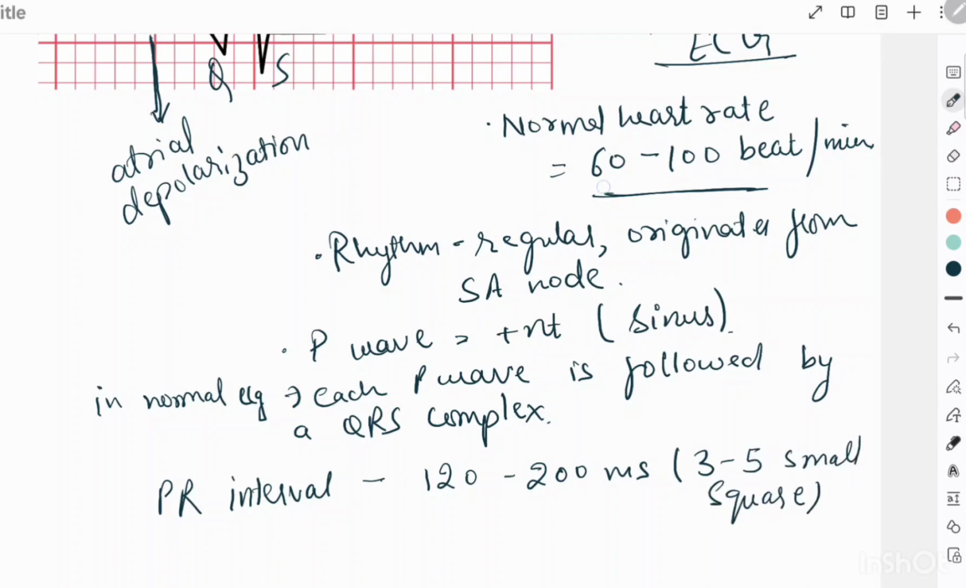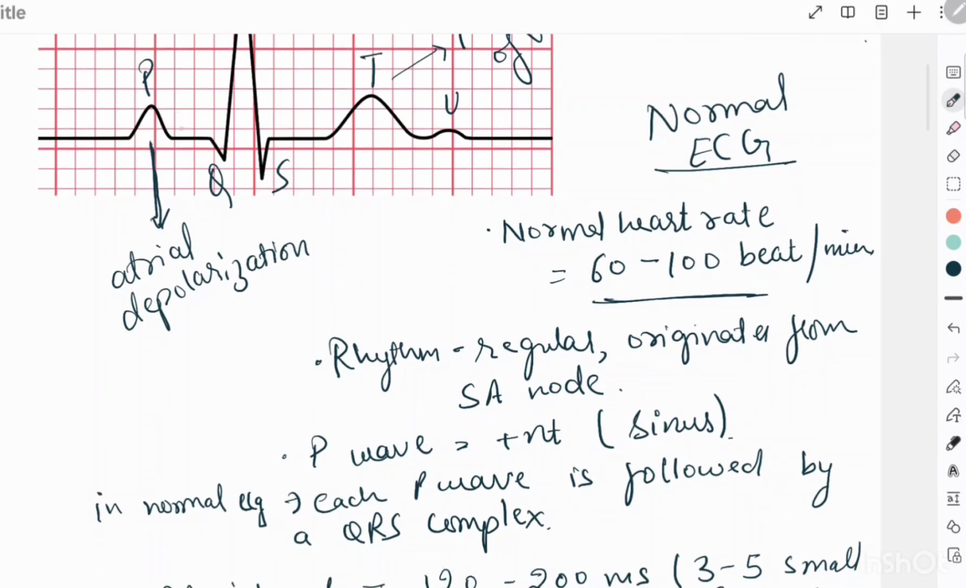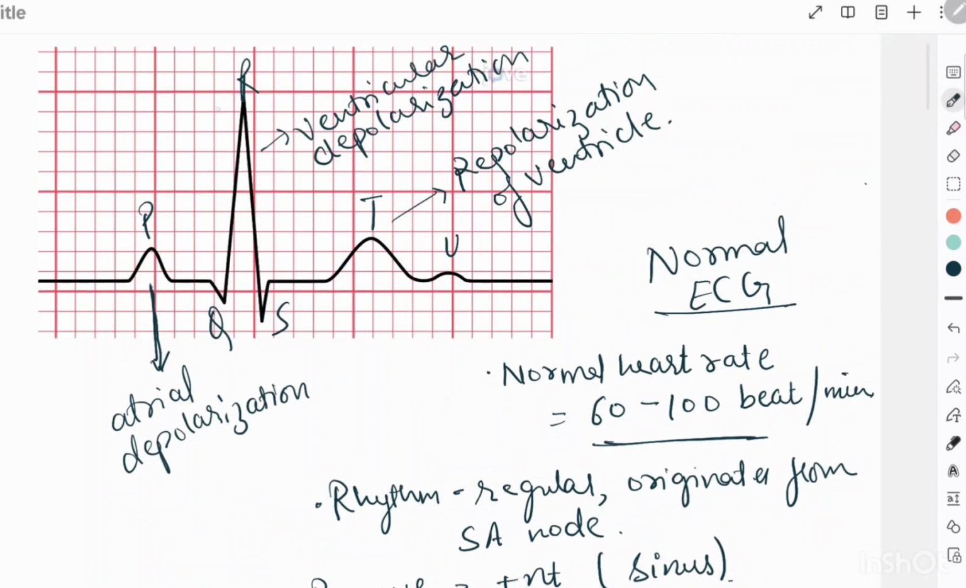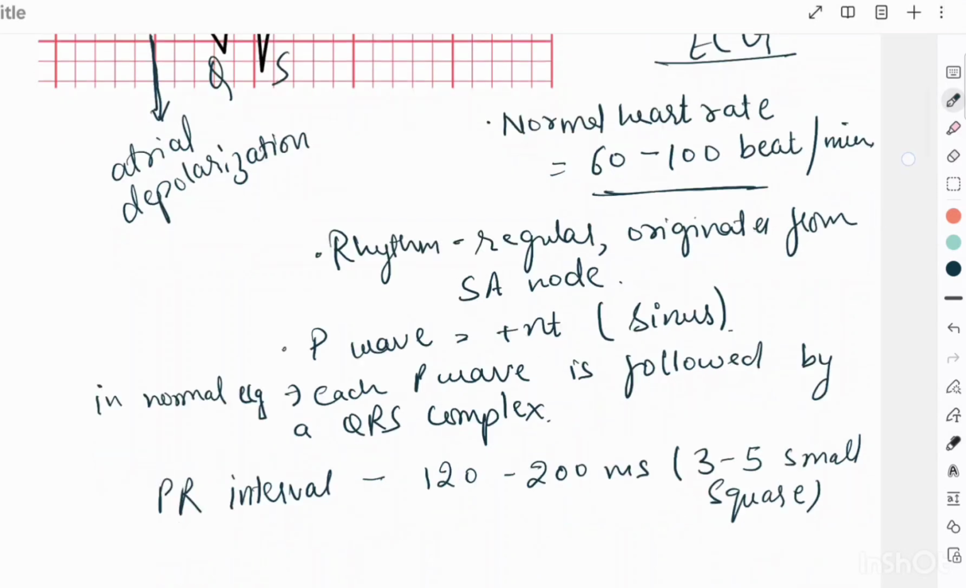This is the normal pattern of reading an ECG. These are the small squares between the P and R, and these are the big squares. In one big square there are 5 small boxes. If the distance between the P and R wave is 3 to 5 small squares, then it is normal. If not, then there may be pathology, which we will discuss later.